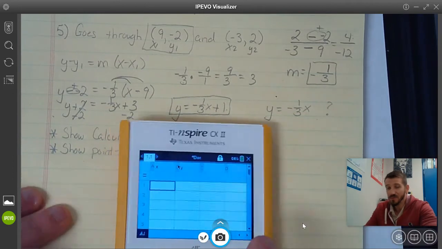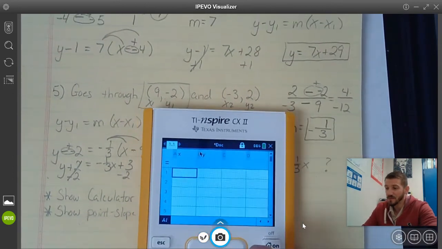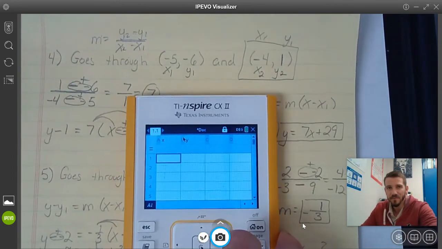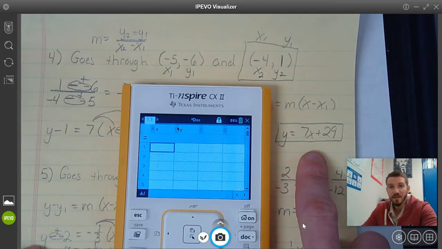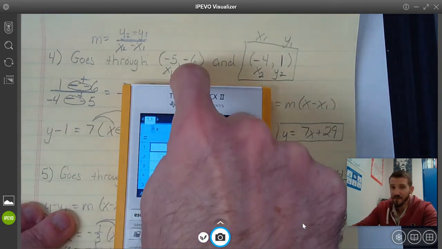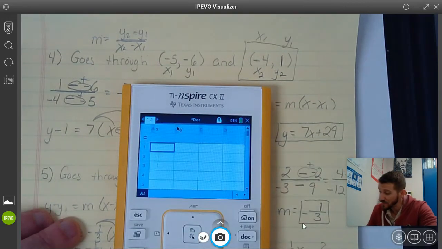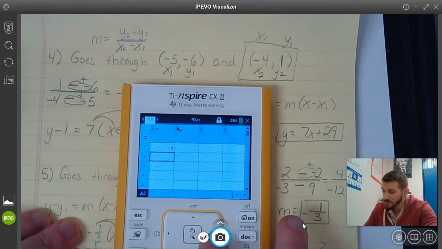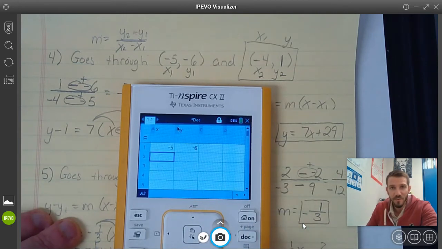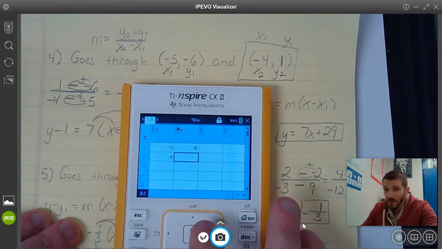For example, let's do our first problem. It was, not first one, but this one right up here that we solved, and we got our answer. So our 2 points are negative 5, negative 6. So I'm going to type that in. Negative 5, negative 6. And the second point is negative 4 and 1.